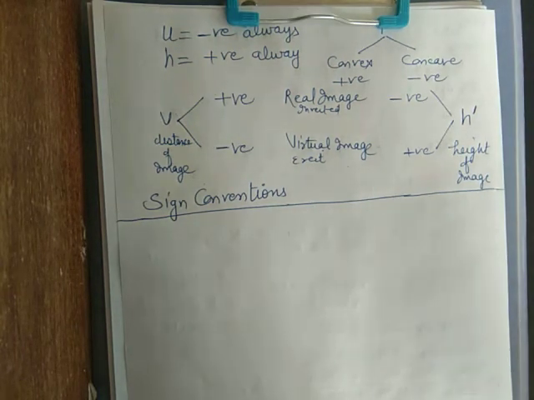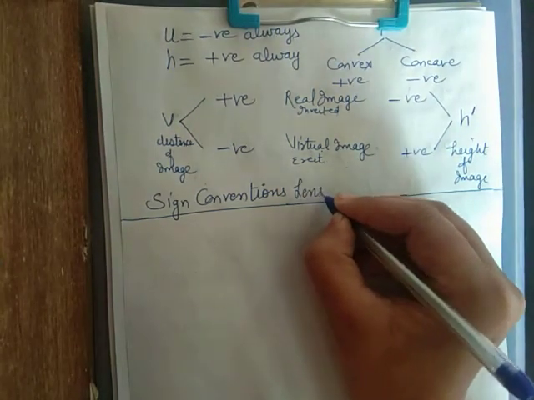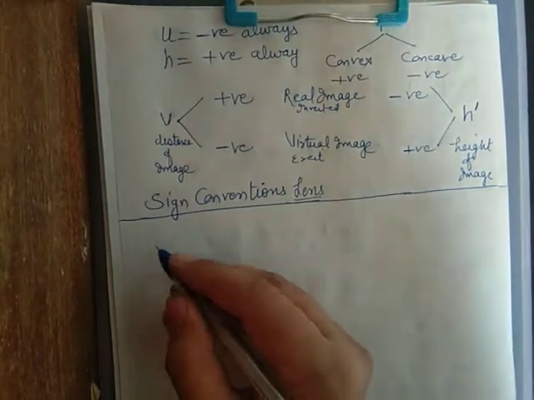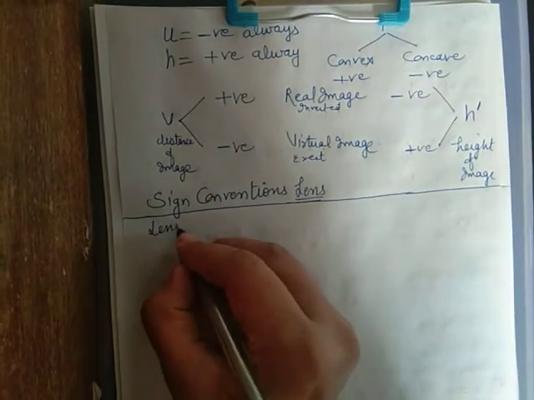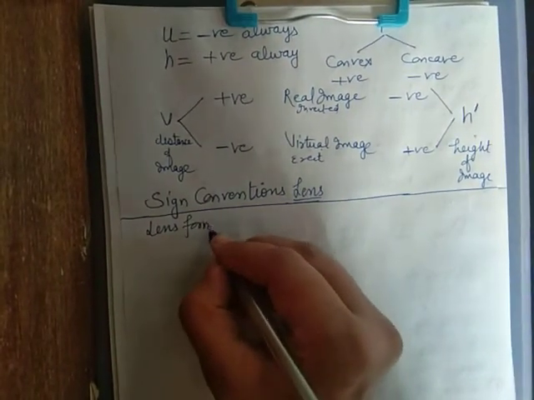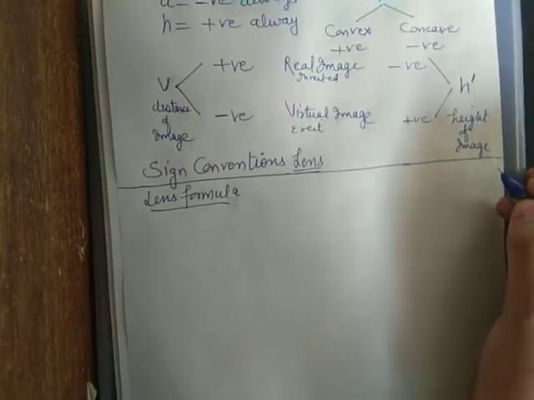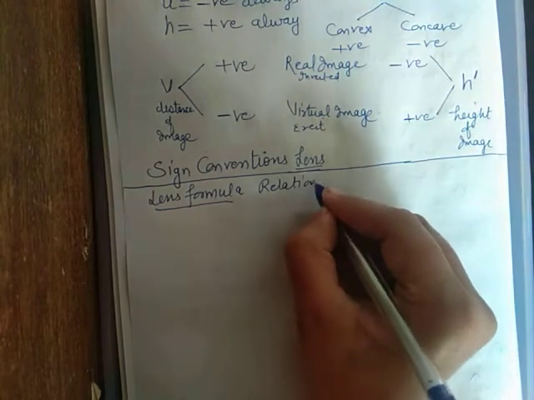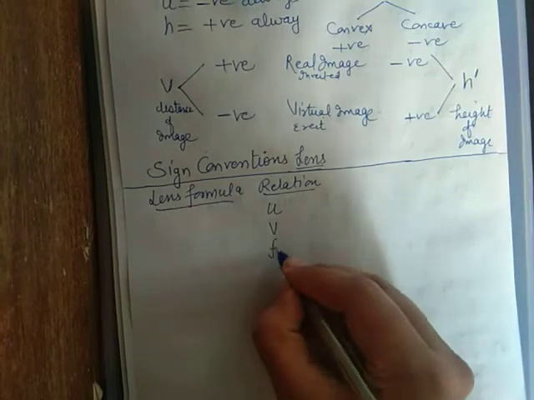In my previous video, I taught you sign convention regarding lens. So, it is numerical section part 2, that is the lens formula. What do you mean by the term lens formula? Lens formula is a relation, a formula that relates U, V and F.